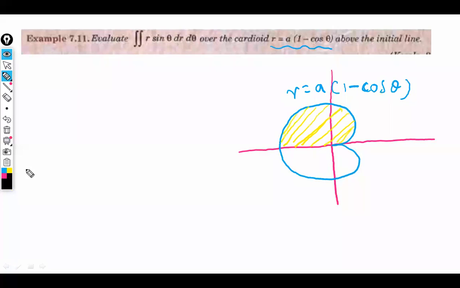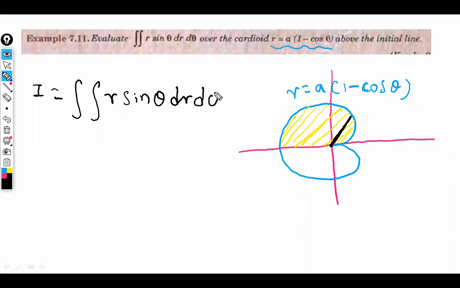So the position of a strip is along a radial direction, as usual. If I draw the strip like this, you can draw it anywhere. Sir, above the initial line means above the x-axis. Yes, correct, theta equal to 0 degrees, the initial line. So the double integral that we are given is the double integral of r sine theta dr d theta.